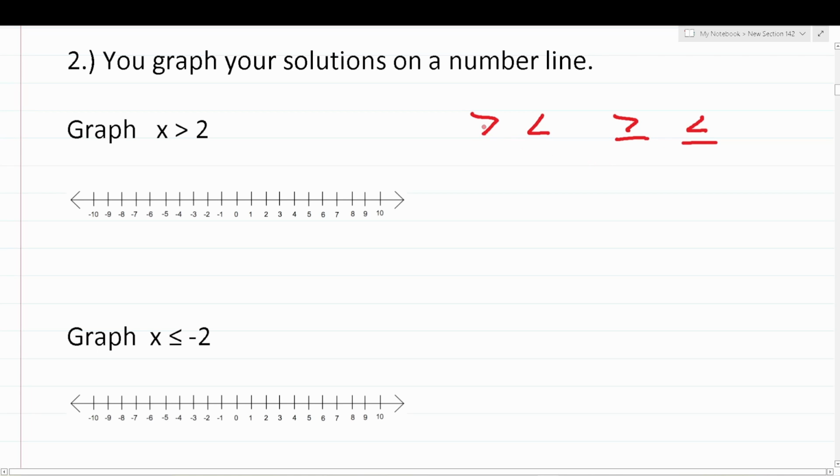When you graph greater than or less than on a number line, you use an open circle, meaning that you don't include that value. And when you graph greater than and equal to or less than and equal to, you use a closed circle. All right, so let's take a look at 2 examples where we're asked to graph solutions to an inequality. In this case, we're being asked to graph x is greater than 2. So the first thing we want to do is go to 2 on our number line, which is right here.